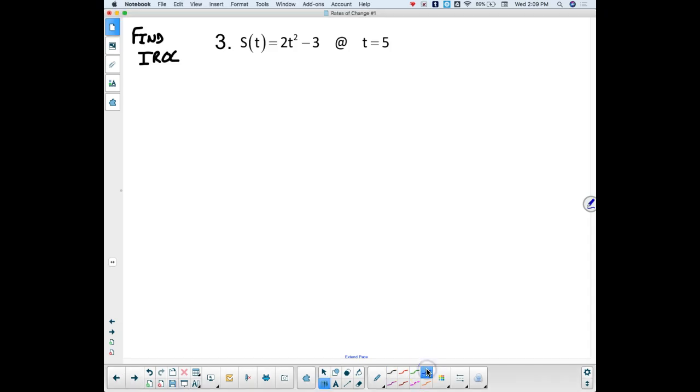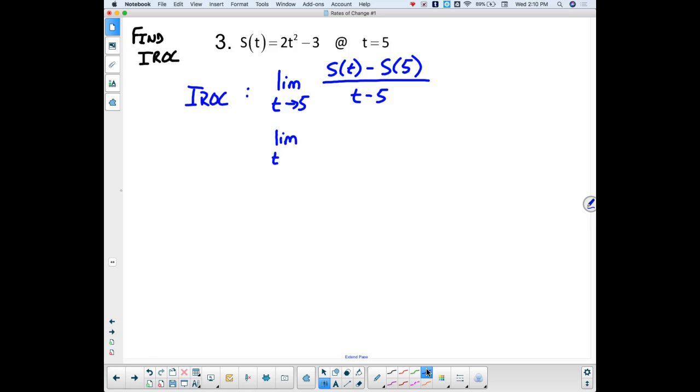All right, so we're gonna find the IROC here, and it's going to be the limit as t approaches 5 of s of t minus s of 5 all over t minus 5. Well, that's going to become the limit as t approaches 5 of 2t squared minus 3 minus s of 5. So 5 squared is 25 times 2 is 50 minus 3 is 47.